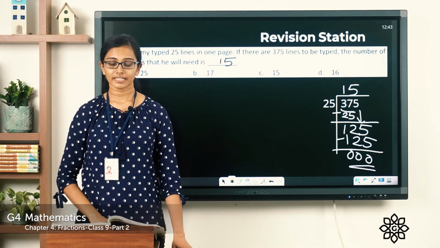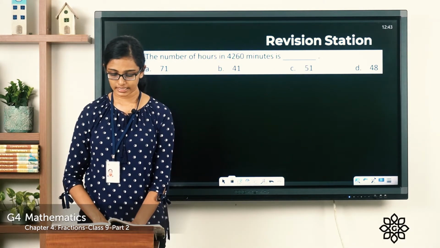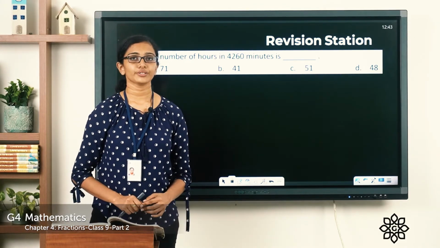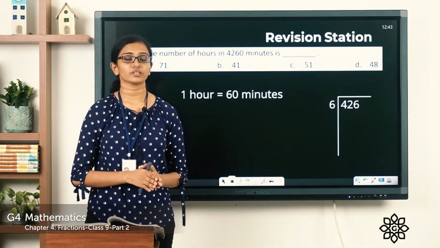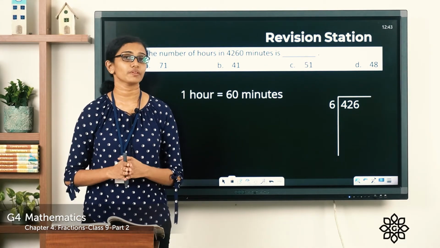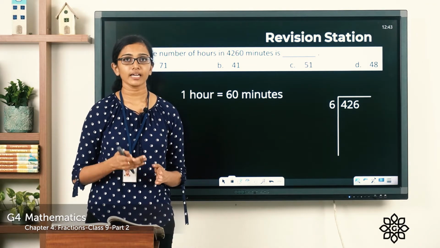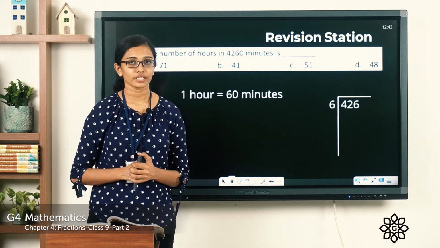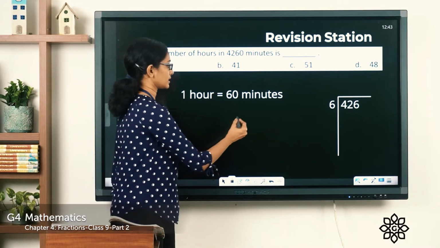Now let's move on to the next question. The number of hours in 4260 minutes is. So we know 1 hour is equal to 60 minutes. So how many hours are there in 4260 minutes? How do we find that? The total number of minutes divided by the number of minutes in 1 hour. So the division is 4260 divided by 60.